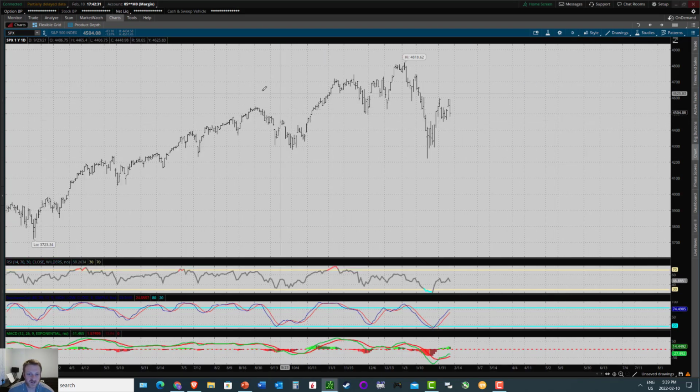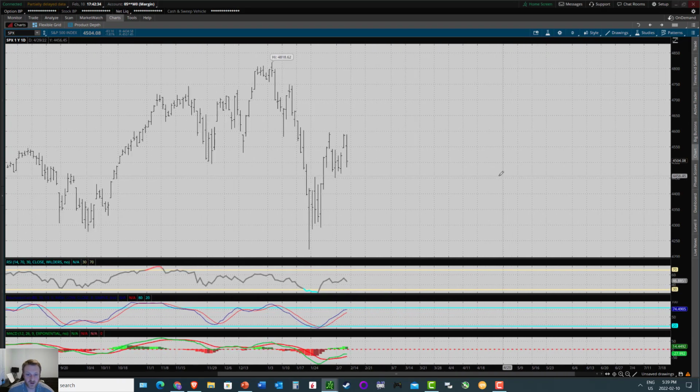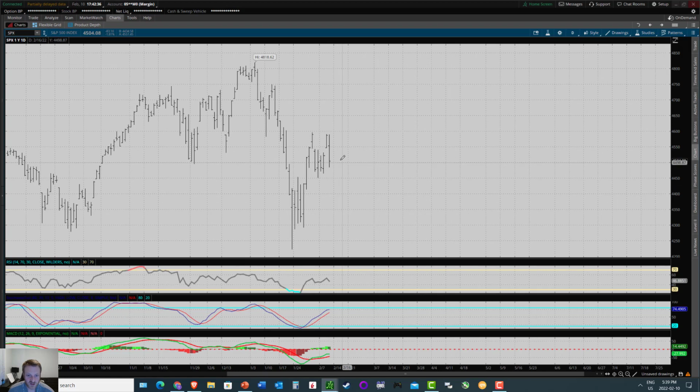So again, no magic here. The focus should be price, but it's still good to have these objective technical studies to complement your price analysis.